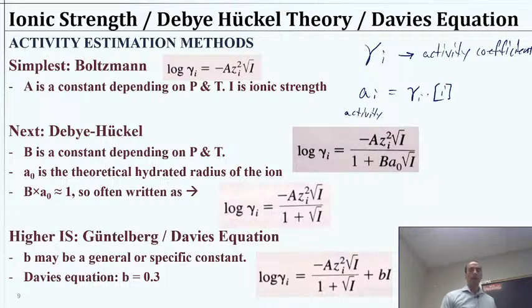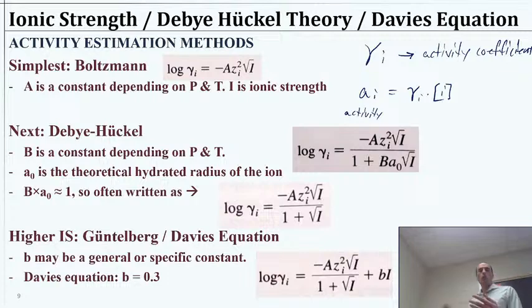So here, it's essentially the same basic thing, except we are adding a piece with another B. I did not choose these letters, so you can blame the book I'm taking from. Lowercase b times I, and this is either a general or a specific constant, I guess based on the application, perhaps on the species we're looking at. In the case of the Davies equation, this is set to 0.3, and that's just that. That's the Davies equation, okay?